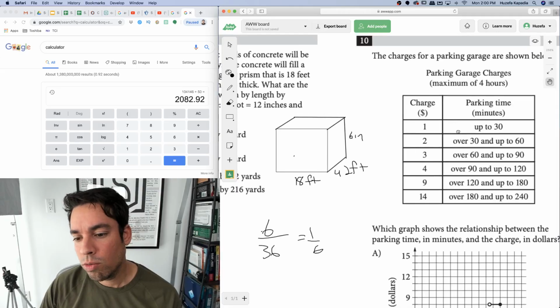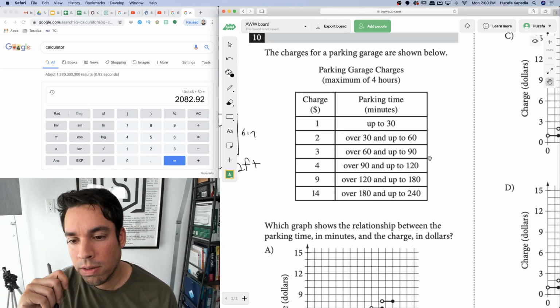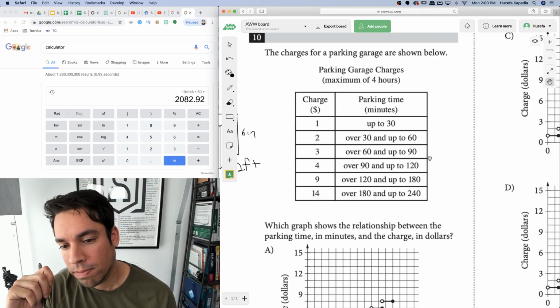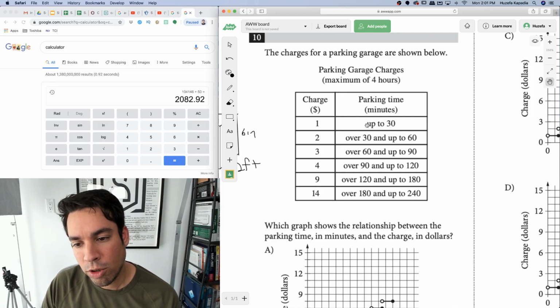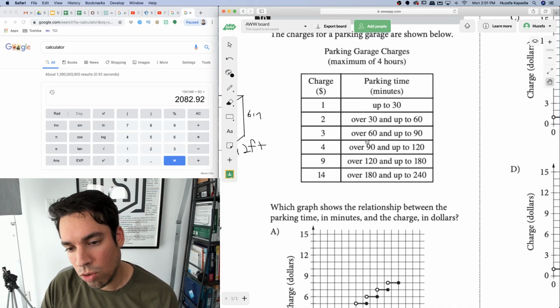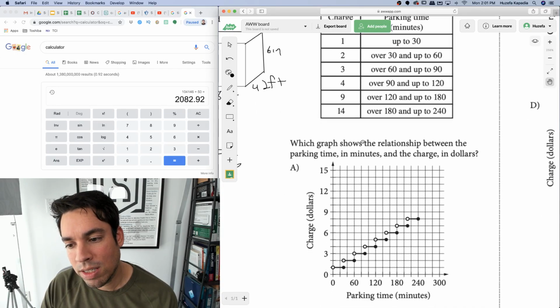Okay. Number 10. The charges for a parking garage are shown below. Parking garage charges. Okay. Which graph shows the relationship between, so we've got $1 if you're up to 30 minutes, between 30 and 60, and 60 and 90. Okay. Which graph shows the relationship between the parking time in minutes and the charge in dollars?